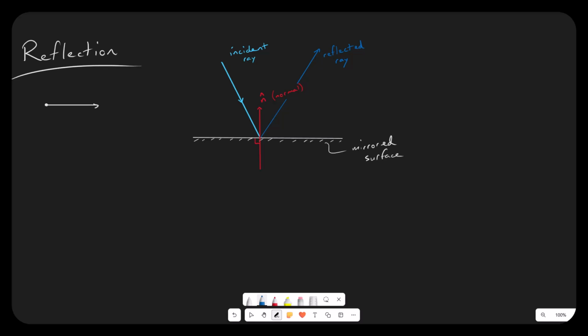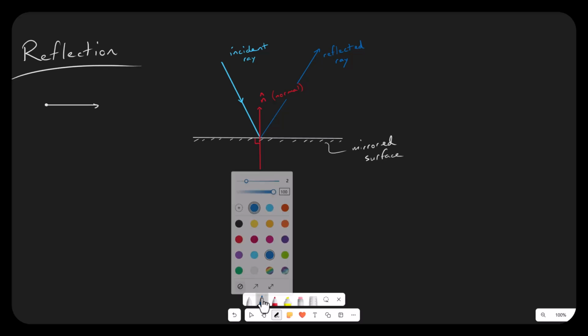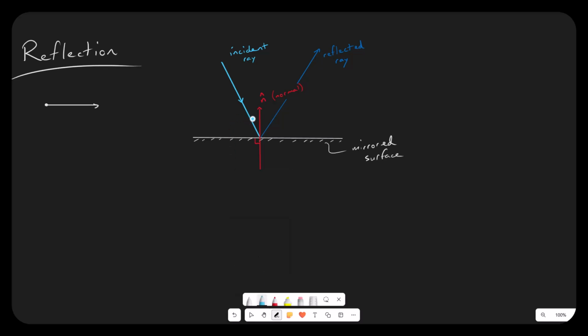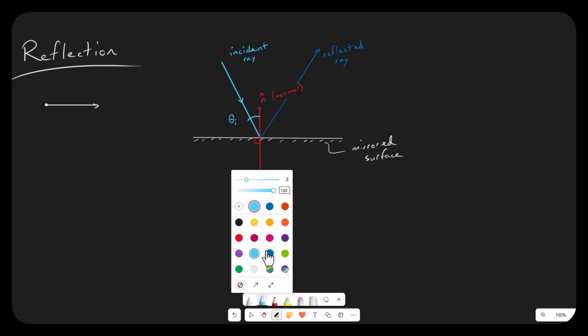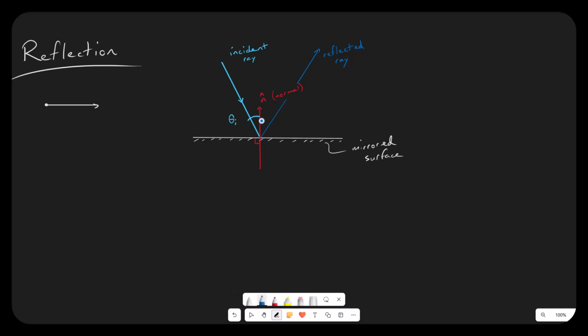And I have a simple relation. The equation that I have that relates these is right here. I have an incident angle, and I'm measuring that relative to the normal. And over here, I have a reflected angle, and my equation looks like this. My angle of incidence is equal to my angle of reflection. That's actually the entire equation.